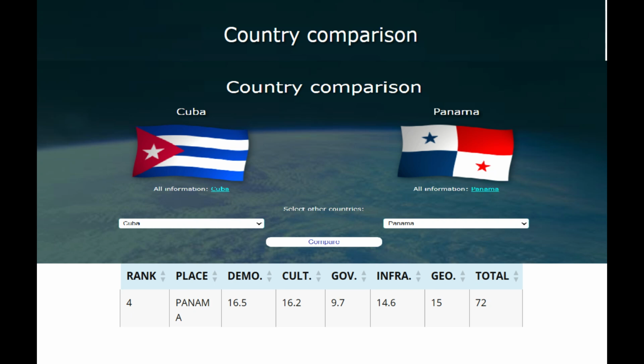So, when it comes to the infrastructure, the similarity is that both offer free basic services nominally, though the difference is that Panama has a modern infrastructure, global connectivity, and tech access, where Cuba is isolated, deteriorated, and censored. The final category is the geography.